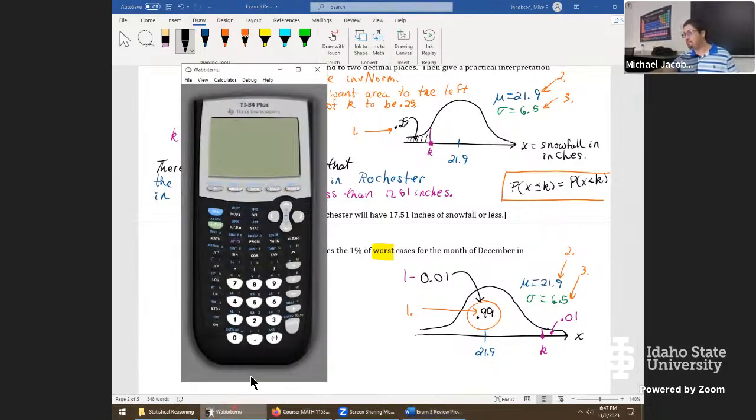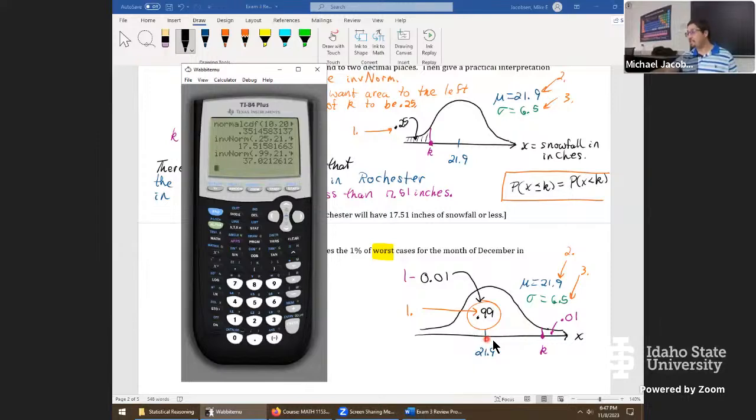Okay, let's go over to our trusty calculator. Back to second bars. Inverse norm again. We'll put in area 0.99, then mu 21.9, and 6.5 for sigma. That looks about right. Hit enter through all these. And definitely don't celebrate early once you get a value. Be critical about it. See if it looks like it makes sense.